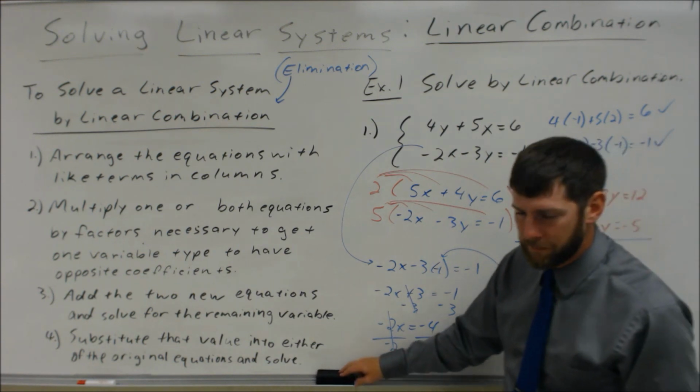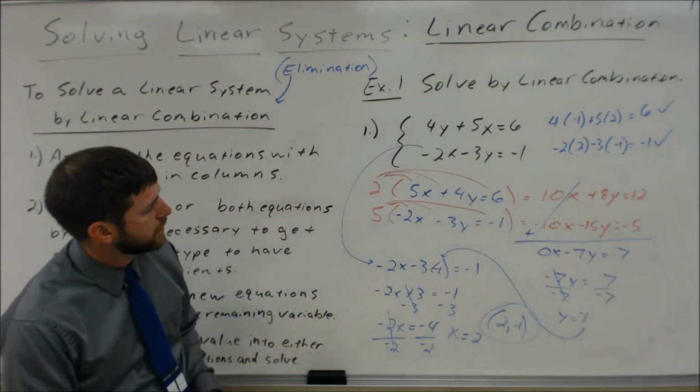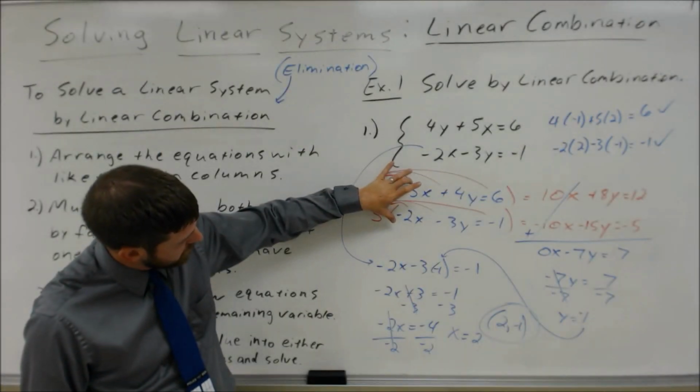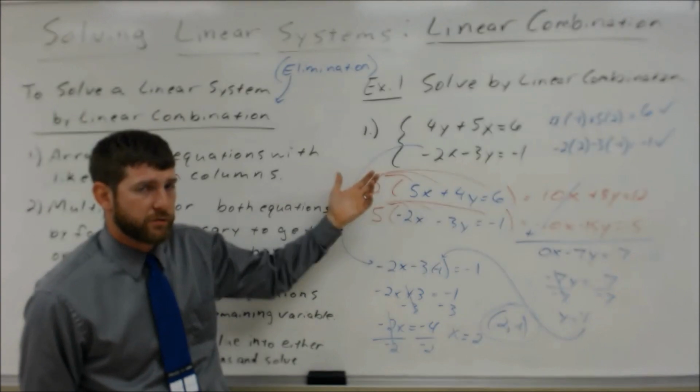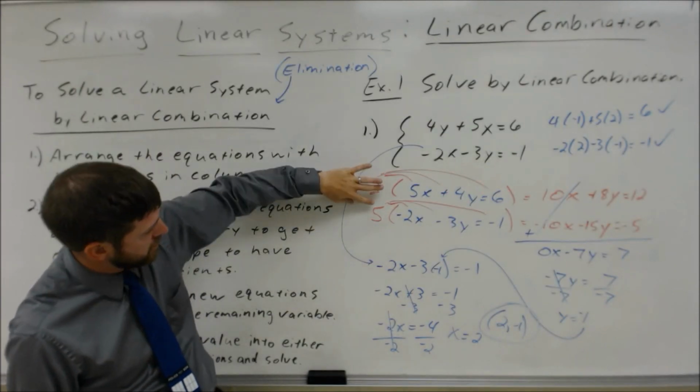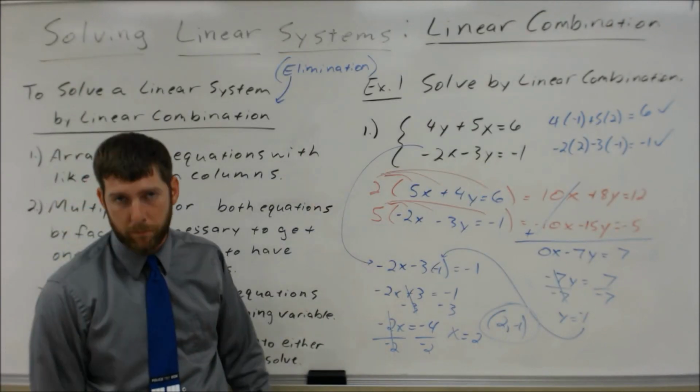That's solving by linear combination. Identify a variable to get rid of, multiply, and if all else fails, you're not sure what gets your least common multiple, you just multiply them by each other and you're going to have the same number every time.